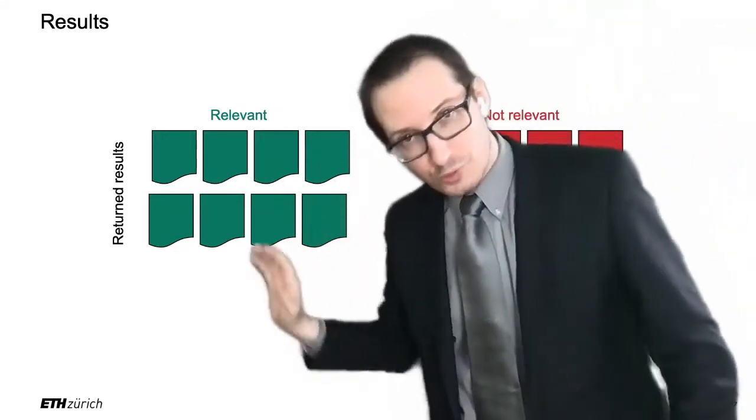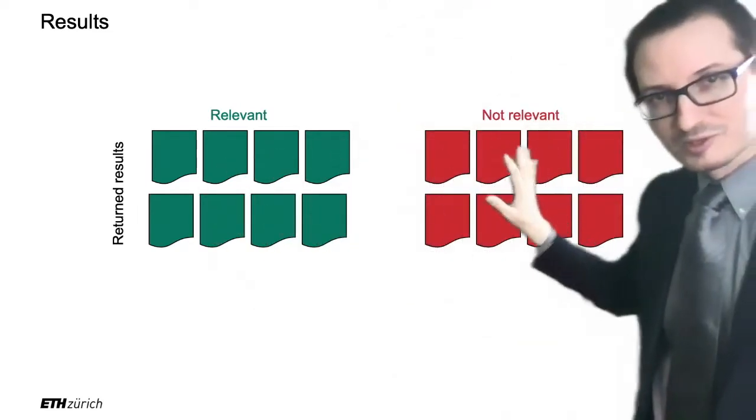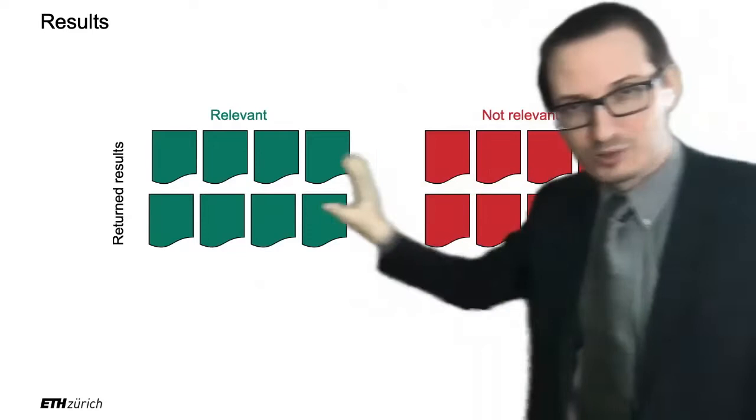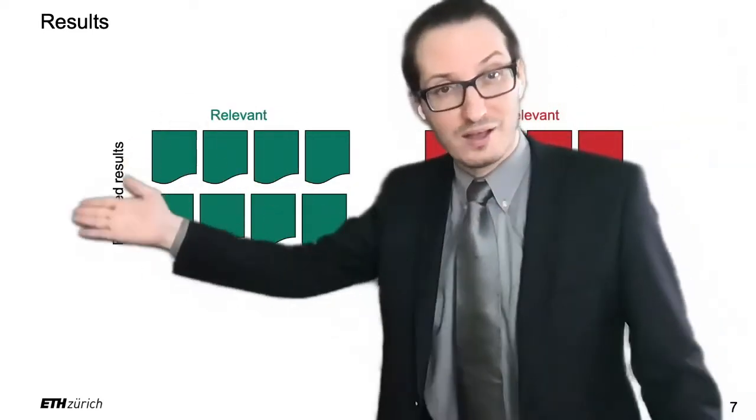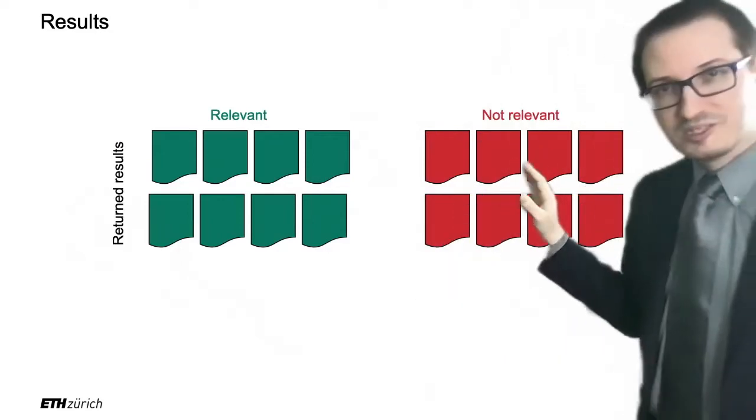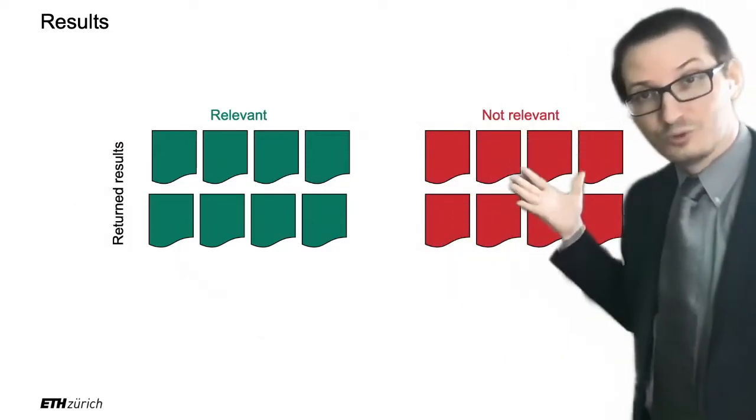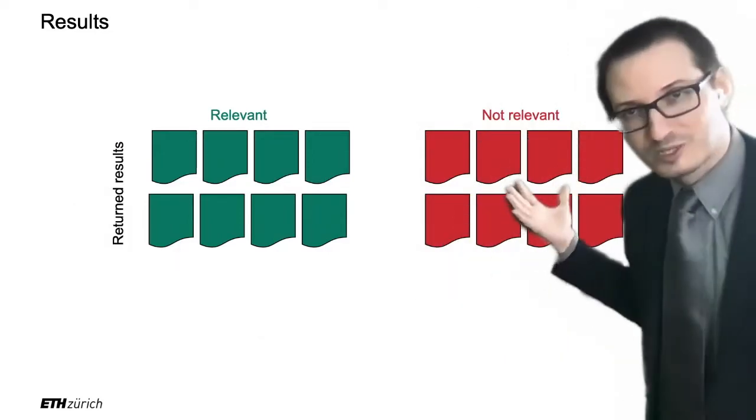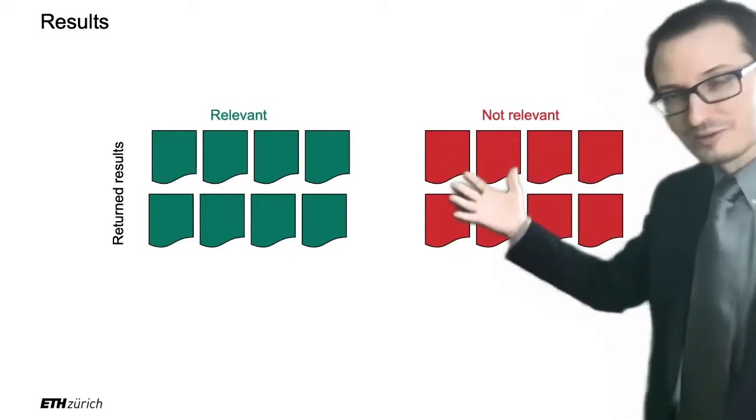These are also called the true positives and the false positives. True positives: these are all positives because returned, and true because they are returned to you and they should be returned to you. False positives because these are returned to you, but they shouldn't have been returned to you because you don't care about this. So this is what is called false positives.